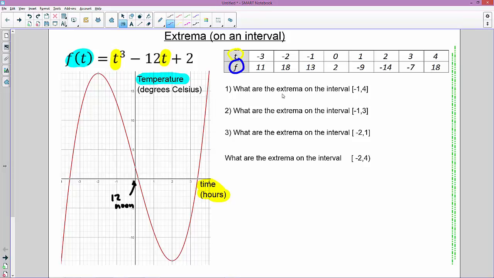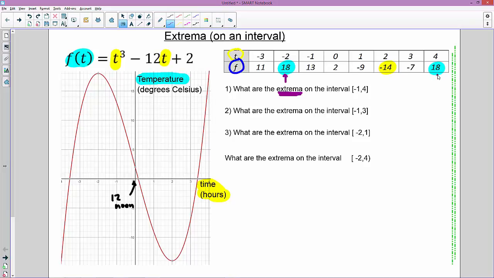What are the extrema, which all that means is what are the y values, or in this case f values, or in this case the temperature, what are the highest and lowest temperature on this interval? Well, if you just look at the table, the highest value happens here and here, and the lowest value happens here. So that's our first point here. You can have two extrema, right?